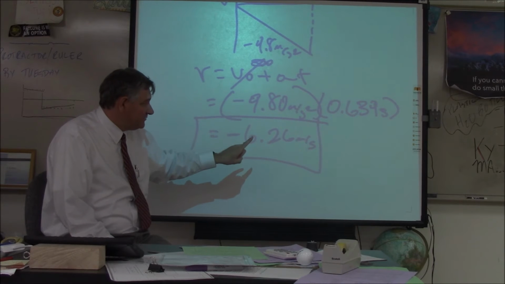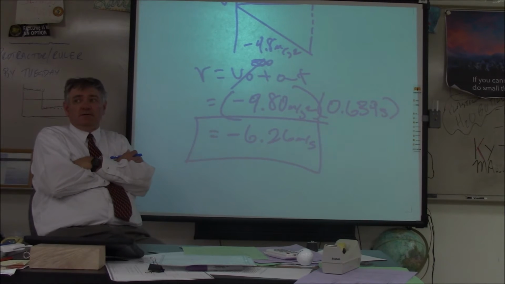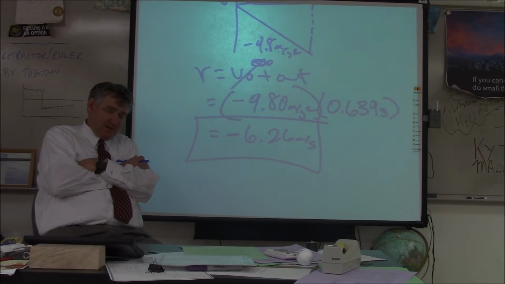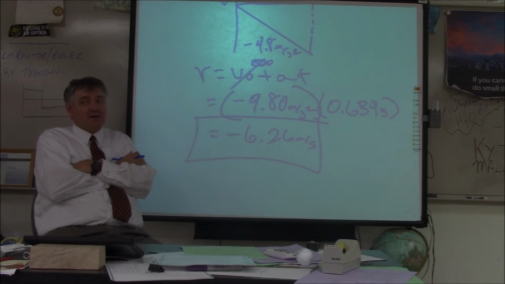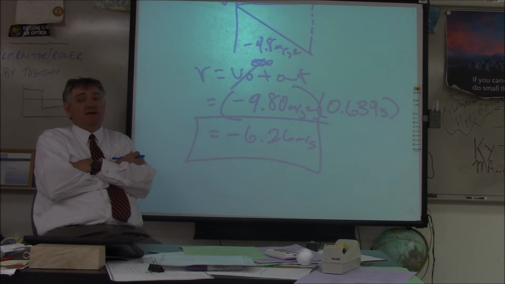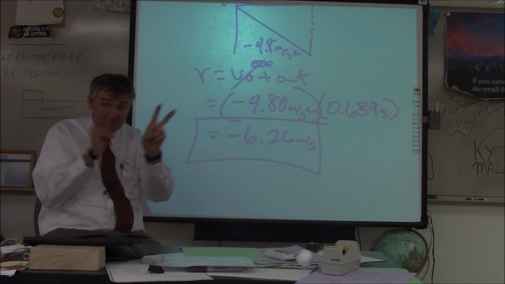But what's the disadvantage of working the problem this way? You calculated the time. If the time is wrong, guess what? This answer is going to be wrong. That's the downfall. So, is there a way I can calculate the final velocity without using time? Yes. So what can I do? Oh, I can use that equation.